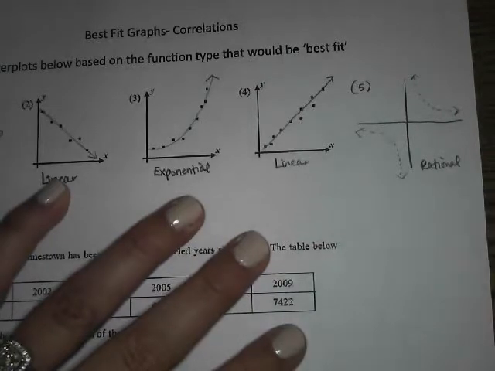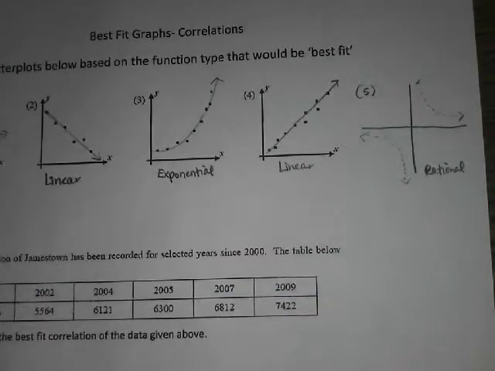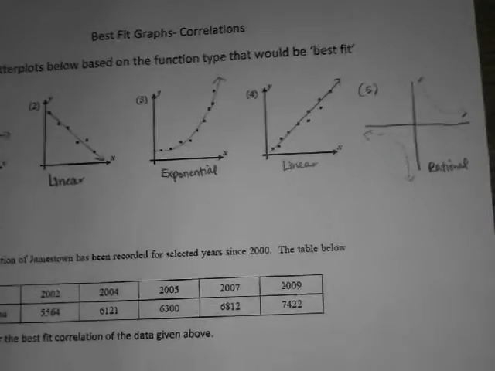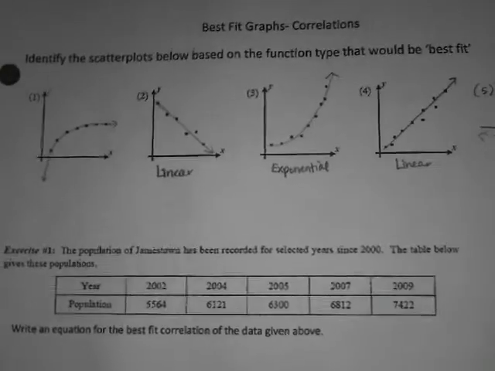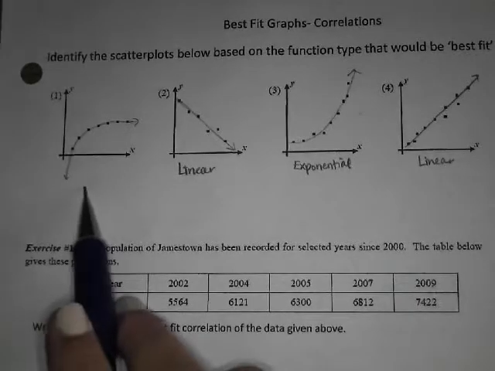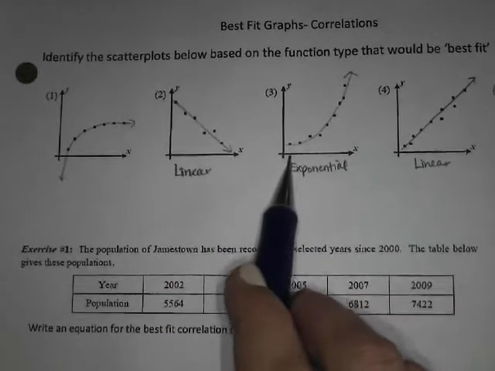I've got to be honest, I don't see any data ever in real life. Well, not that that's not true. I've never seen a rational scatter plot. Not that it can't happen. It could. I'll give you a hint for this one. It's the inverse of this one.